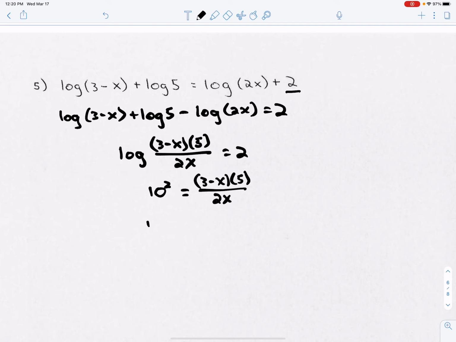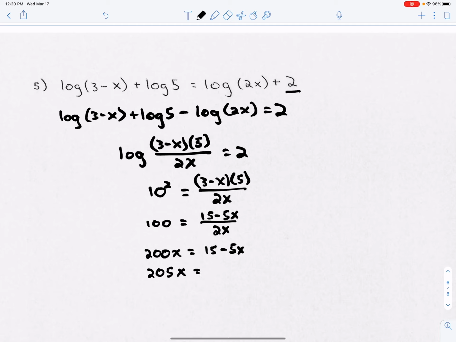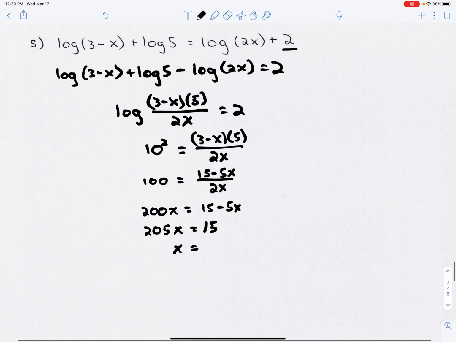Well, let's simplify this a little bit. So we have 100 equals 15 minus 5x all over 2x. We have a fractional equation, so multiply by 2x, and you get 200x equals 15 minus 5x. Okay, so I'm going to bring the 5x over, so we get 205x equals 15, and x equals 15 over 205. Now, we can obviously take a 5 out of that, so that'll be 3 over 41.